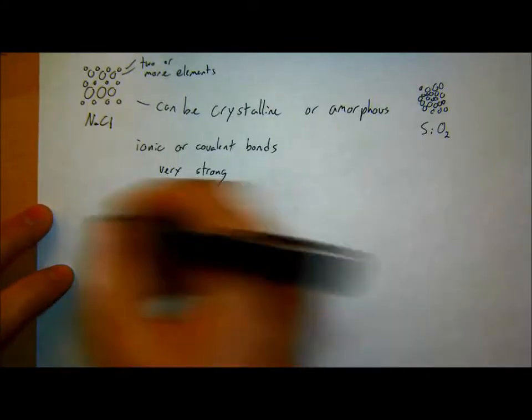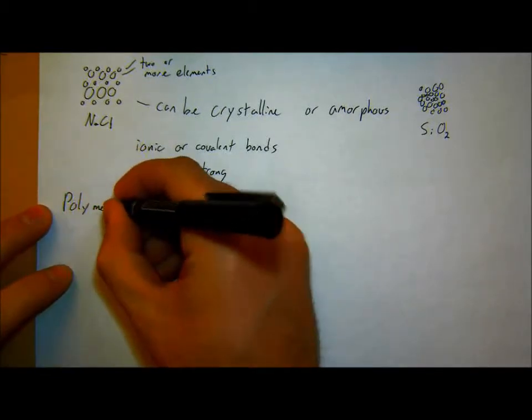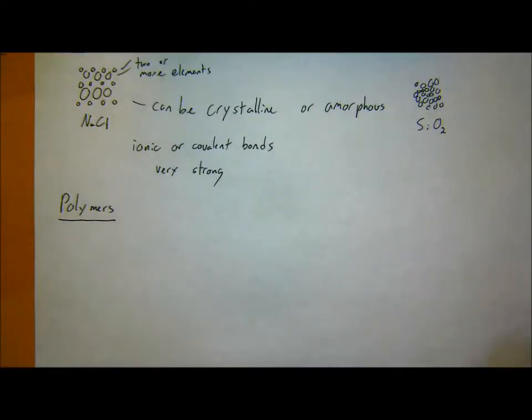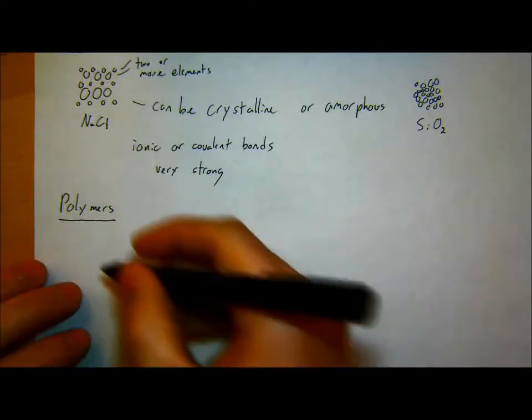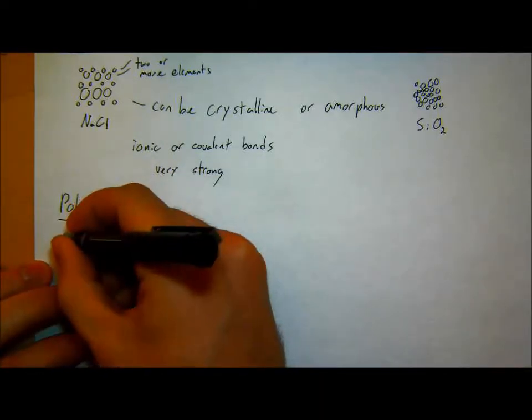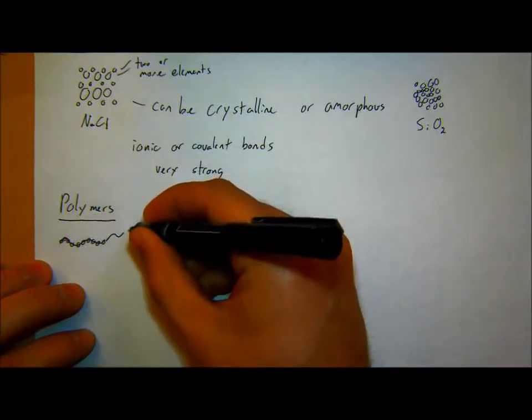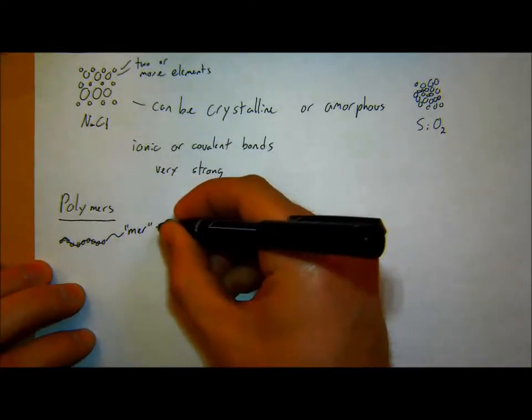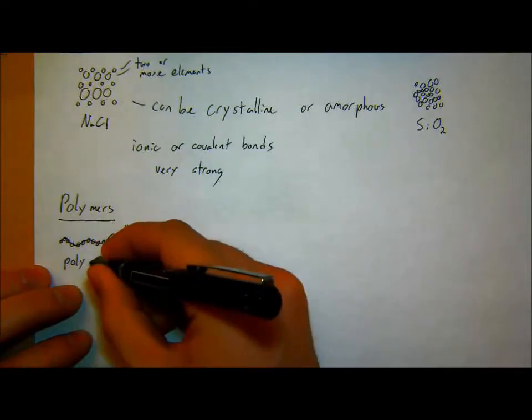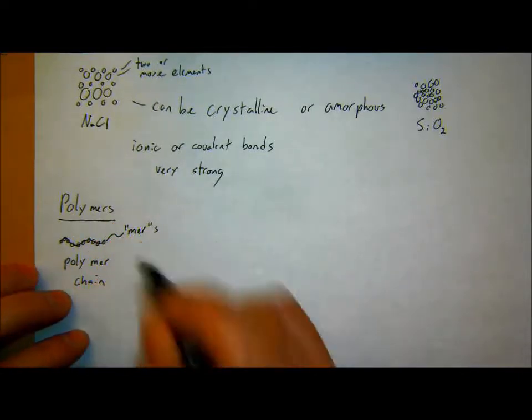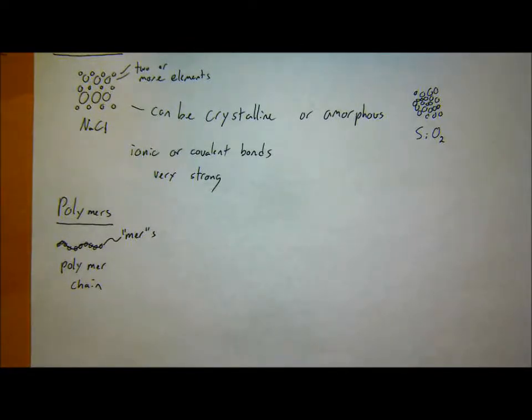Jumping over to polymers. Okay, we're good on time. Polymers are even more complicated, and there's a whole bunch of stuff that can go on with polymers. At the very simplest level, you have a polymer chain. You have this chain of what are basically mers. This is a polymer chain. So you have a single chain of these individual elements that stitch together and form long chains. I'll show you an example in a sec.